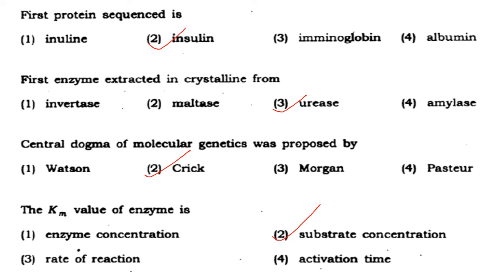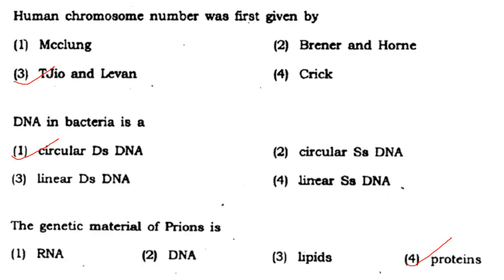Km value of enzyme is option 1, enzyme concentration; 2, substrate concentration; 3, rate of reaction; 4, activation time. Answer is option 2, substrate concentration. Next one. Human chromosome number was first given by option 1, McClung; 2, Berner and Home; 3, Tjio and Levan; 4, Crick. Answer is option 3, Tjio and Levan.